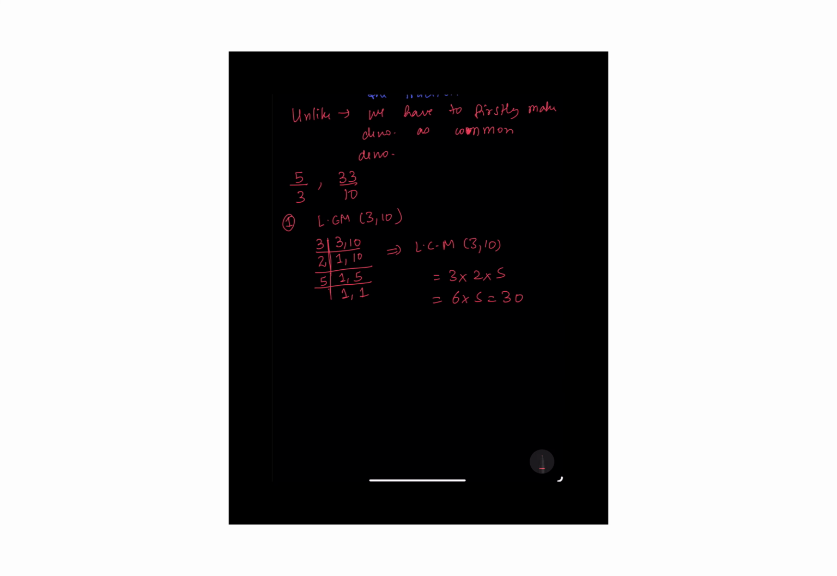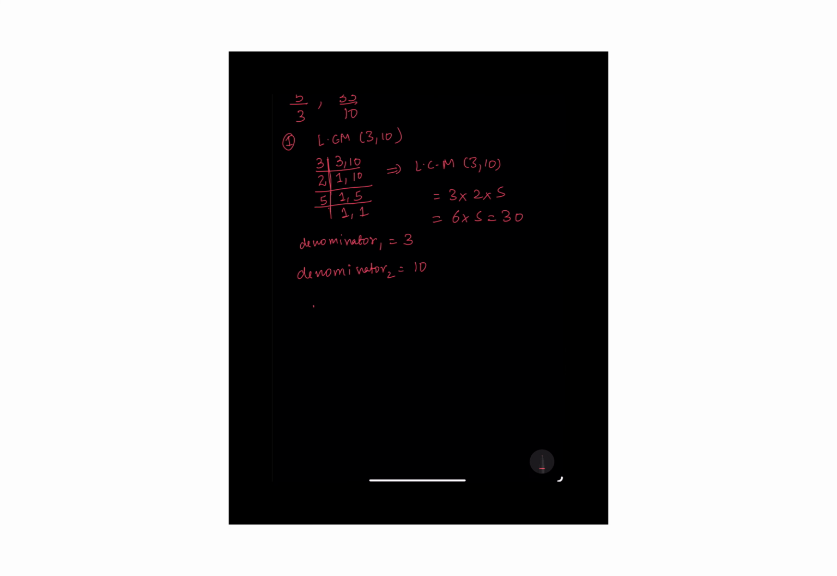Now what we'll do is we'll take denominator 1 as our 3 and denominator 2 as our 10. We just need to divide our LCM with denominator 1. What will it be? 30 divided by 3 is equal to 10, and the LCM divided by denominator 2 is 30 divided by 10, which is 5. Now we have got both of these numbers.